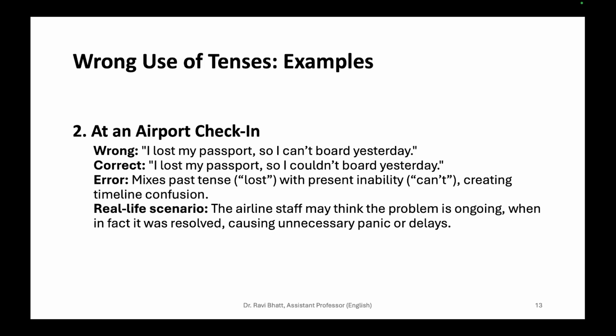There is one thing named parallelism in tenses, that is, the verb and the subject, or perhaps the verb all through the sentence, must carry the same form. For example, if you are referring to the past, then the verbs all through the sentence or the paragraph that you are writing will have to be in past tense only. So here, in a real life scenario, the airline staff may think that the problem is ongoing when in fact it was resolved, causing unnecessary panic or delays.